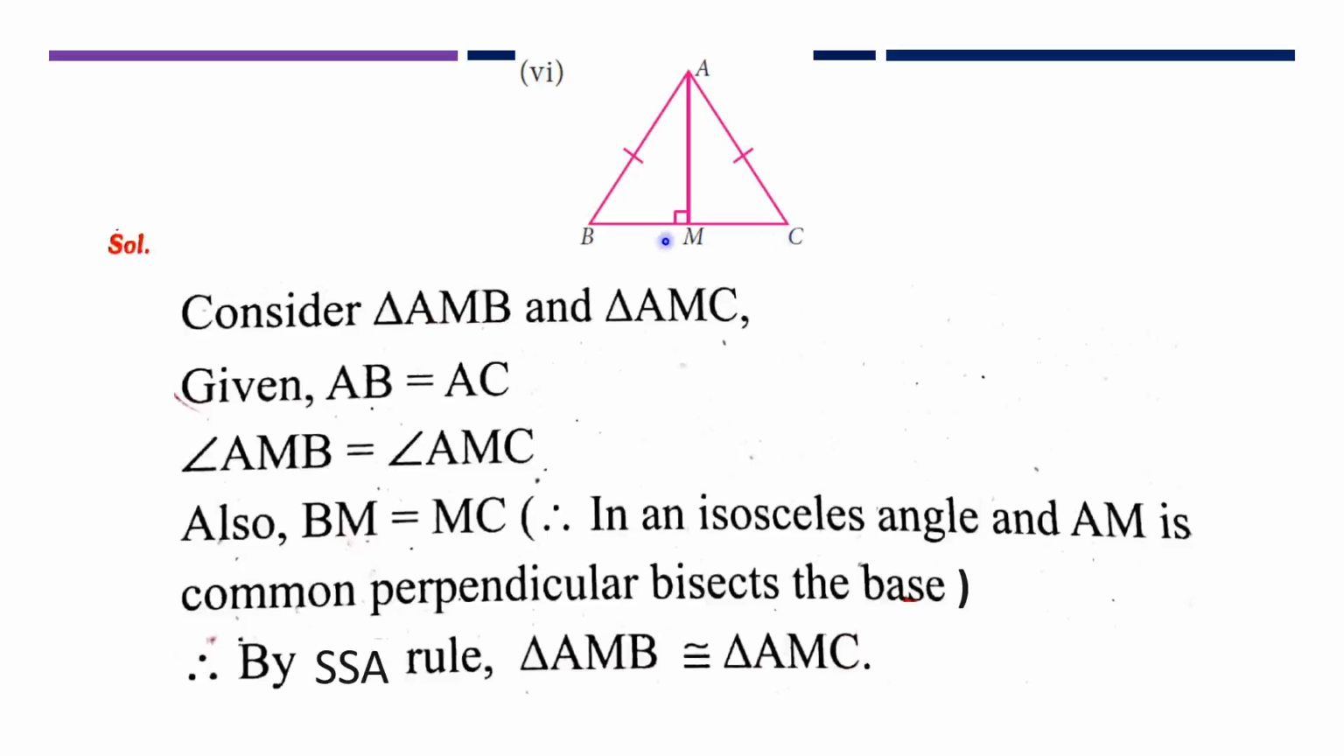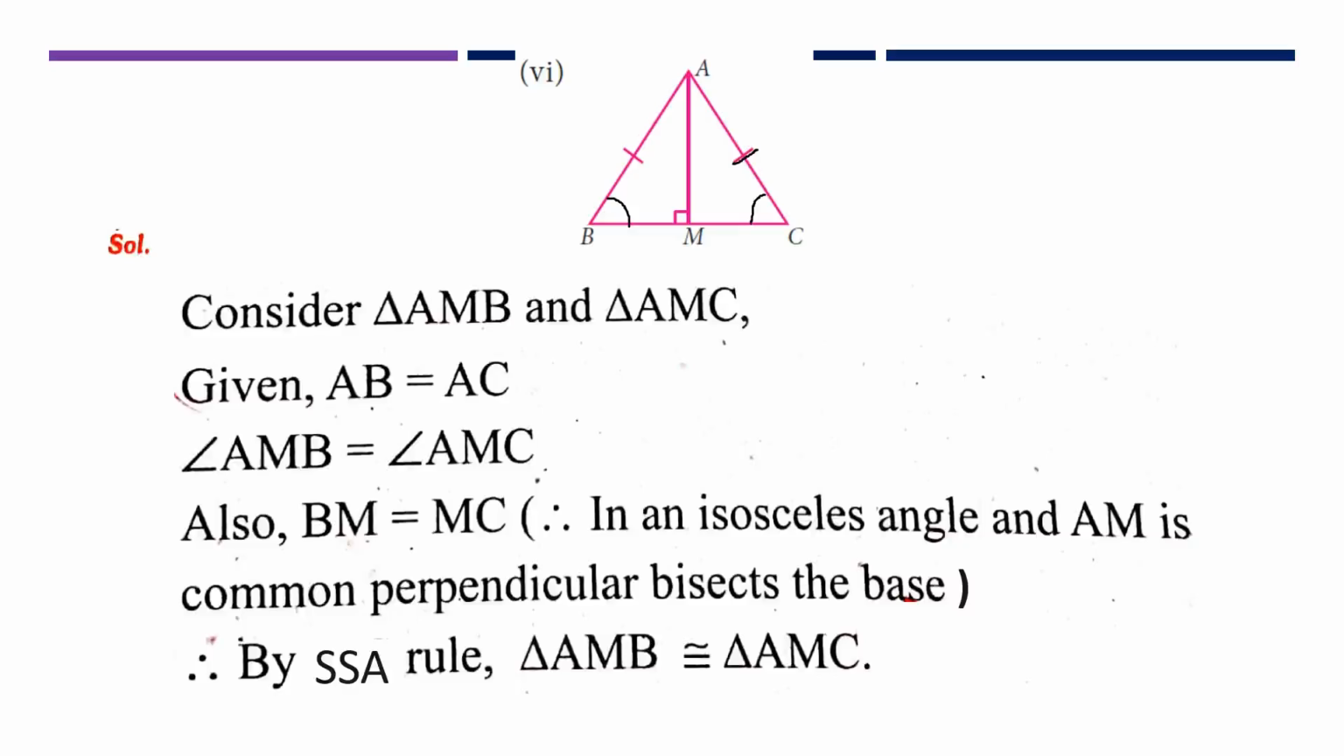So angle AMB here is 90 degrees. Similarly angle AMC is also 90 degrees. Also BM is equal to MC. This side is equal to this side. Therefore, in an isosceles triangle, isosceles means two sides are equal. If these two sides are equal in this triangle, then the angles formed opposite these sides, this side's opposite angle and this side's opposite angle, are also equal.